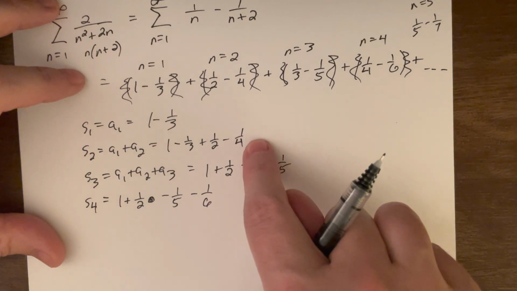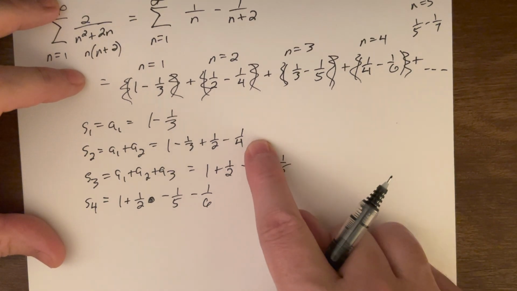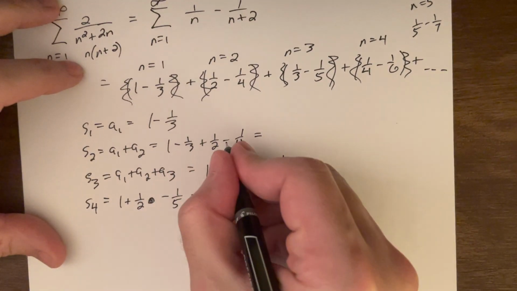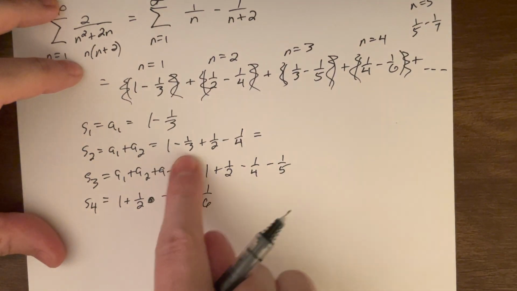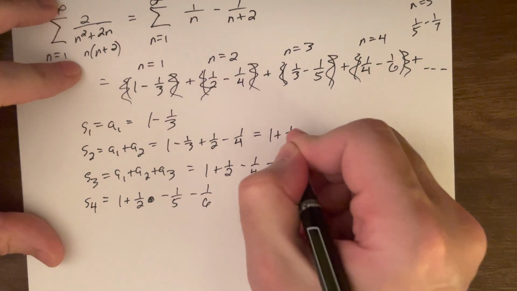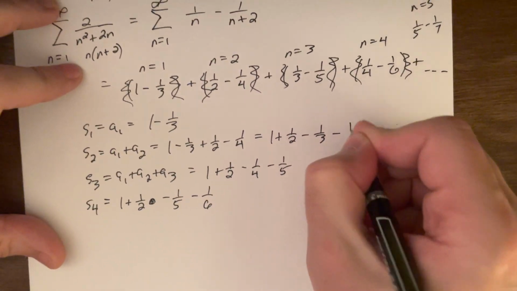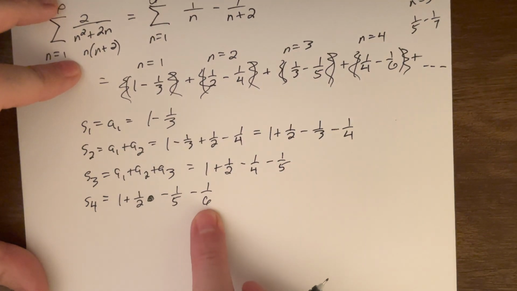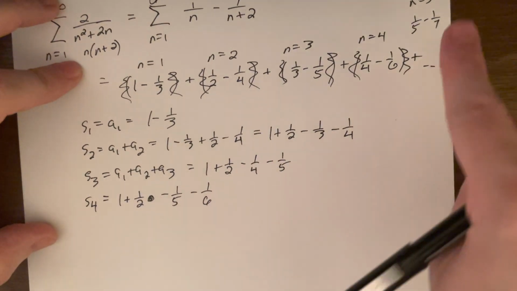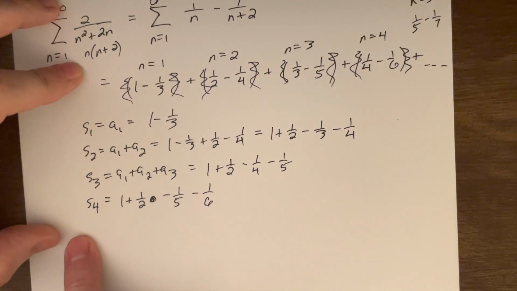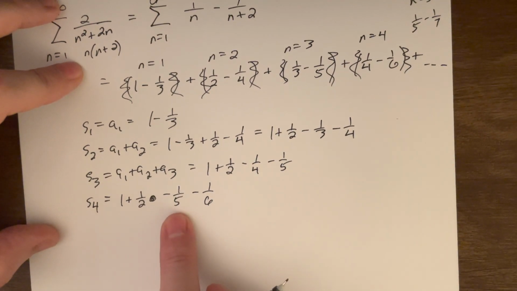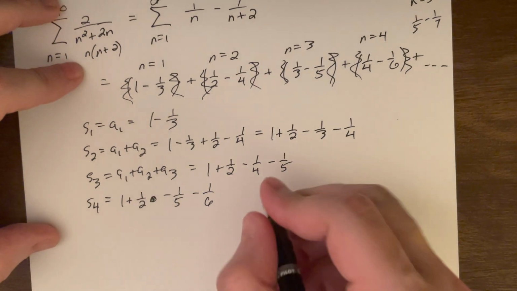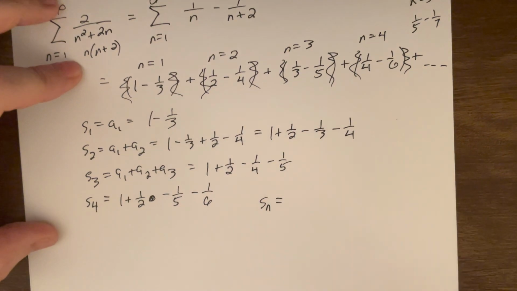And now, especially if we go back to here and realize, hey, if I just change the order a little bit, if I swap the places of the minus 1/3 and the plus 1/2. Now, hopefully we're seeing some patterns here. And like I said, feel free to include S5. S5 would be 1 plus 1/2 minus 1/6 minus 1/7. And the pattern continues. So what's the pattern?